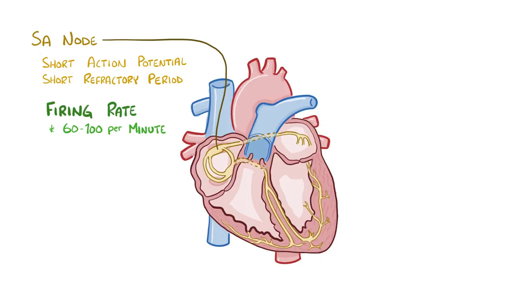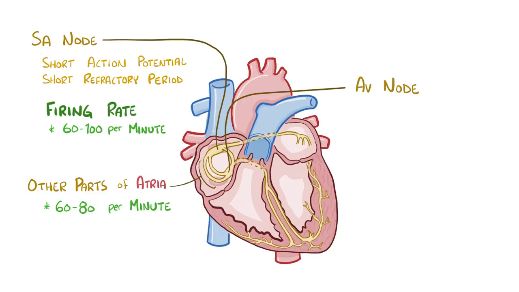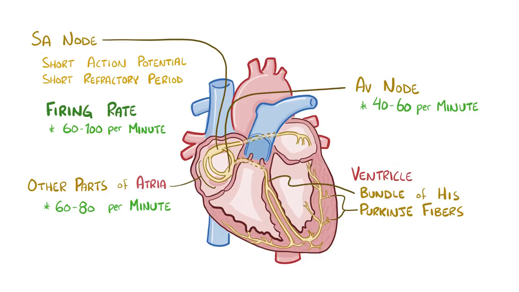It turns out, though, that there are pacemaker cells in other parts of the atria that have a slightly slower firing rate of 60 to 80 depolarizations per minute. There are also pacemaker cells in the AV junction that have a firing rate of 40 to 60 depolarizations per minute. And pacemaker cells in the ventricles, specifically in the bundle of His and Purkinje fibers, that have a firing rate of 20 to 40 depolarizations per minute.